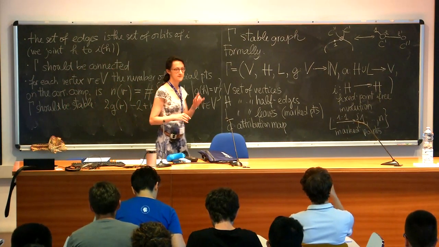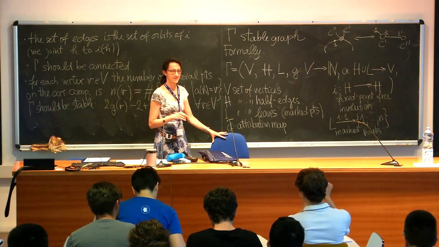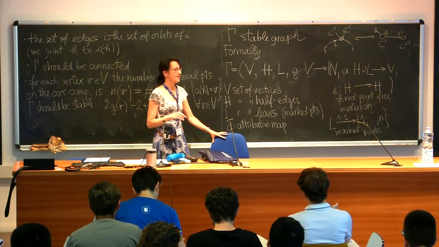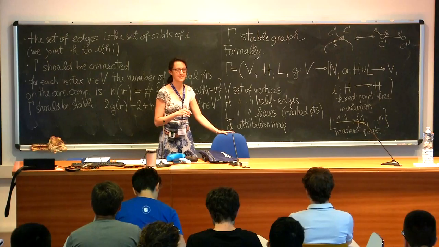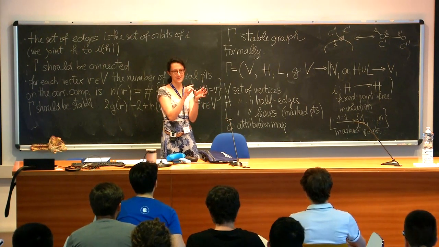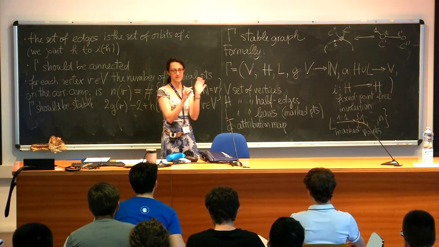Yes. What happens if the graph is just one point, so the curve is irreducible? Can you have a fixed point free involution? Is that not allowed? Well, it should be the empty set H. So if there are no singular points, then H should be empty. This is allowed.